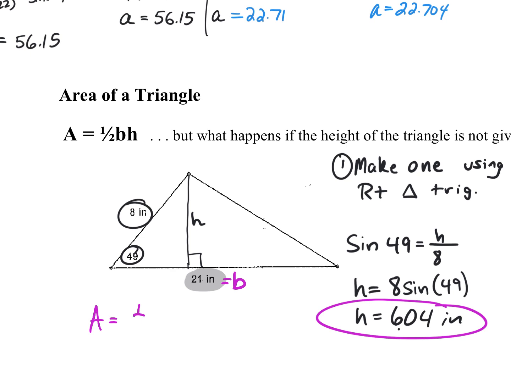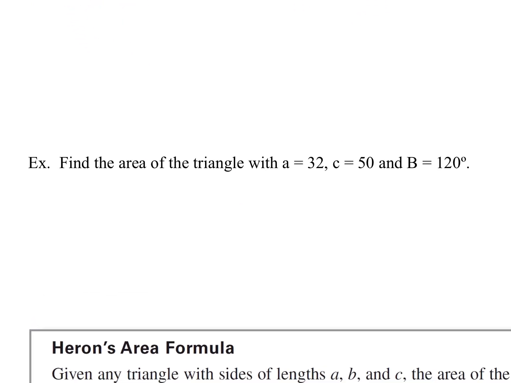My area is going to be 1/2 of 21 times 6.04. Pretty straightforward area here. The area will be 63.40 square inches. So one thing we can do, if I have certain pieces of our triangle, I can drop an altitude and find the height using right triangle trig. The other thing I can do, let's try one more example here.